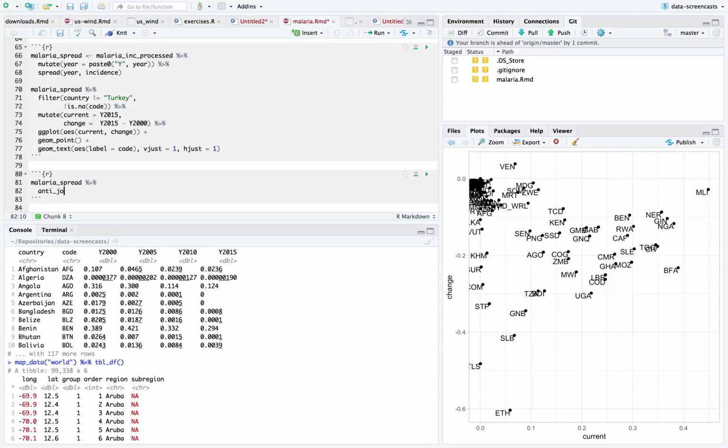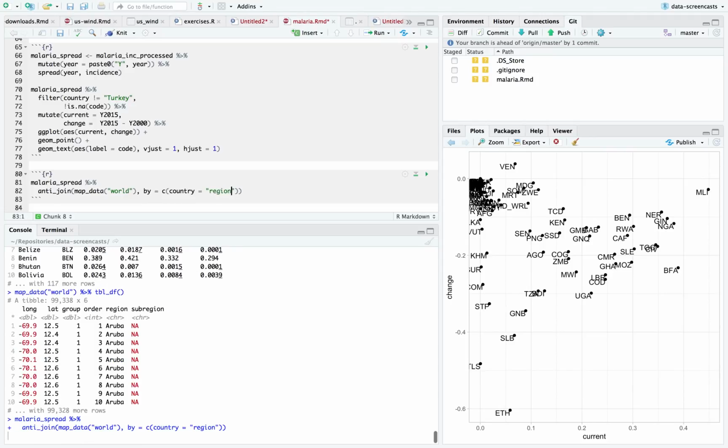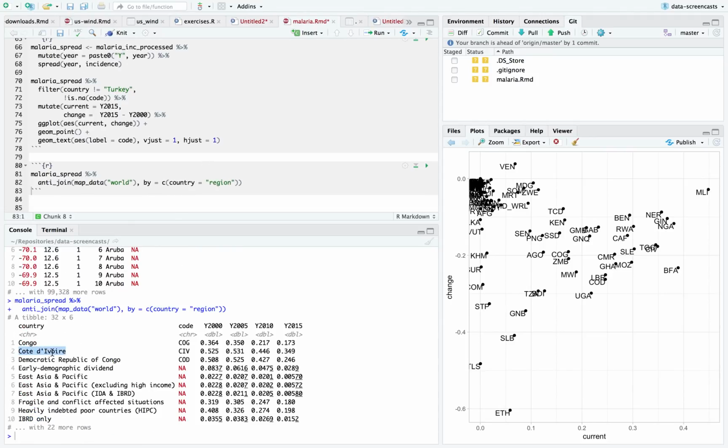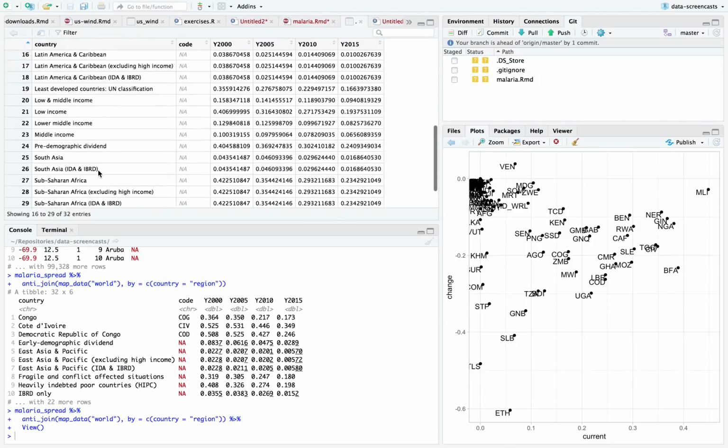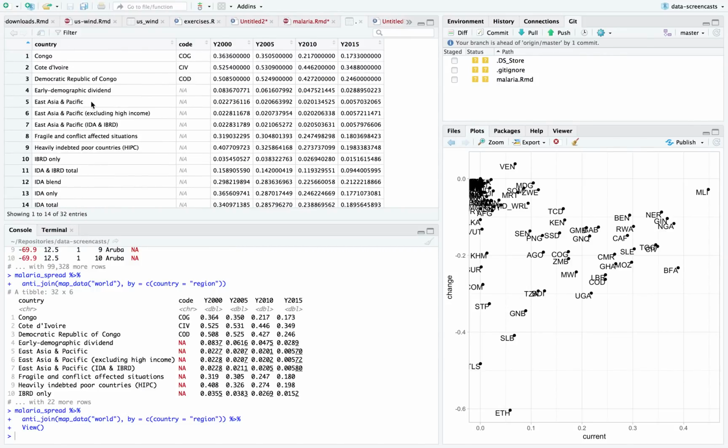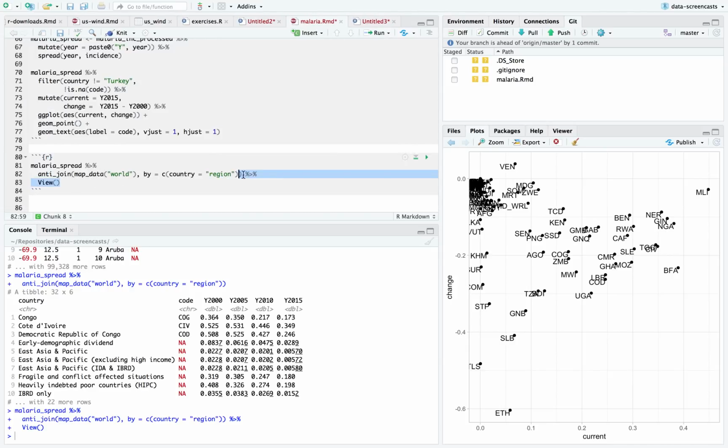But what I'm going to do is say, in this data set, malaria spread, I'm going to anti-join on our map data world. That says, I want to know what countries aren't in our map. Country equals region. All right, we have the Ivory Coast, the Congo, and the Democratic Republic of the Congo counted separately. Timor too. Okay. All right, the rest of these are groups of countries, so it makes some sense they wouldn't be in our map. But that's enough for me to say I'd like to get these to match.